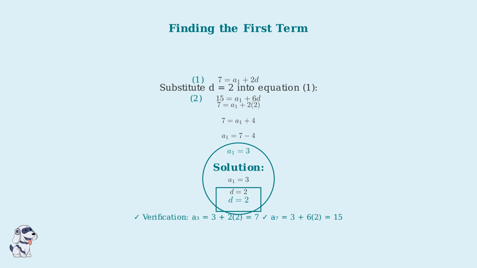We can verify this is correct by checking that the third term is 3 plus 2 times 2, which equals 7, and the seventh term is 3 plus 6 times 2, which equals 15.